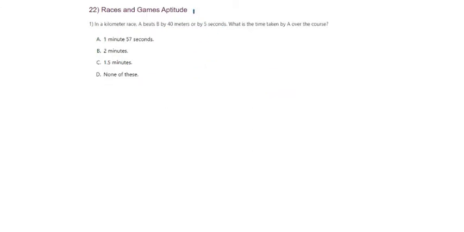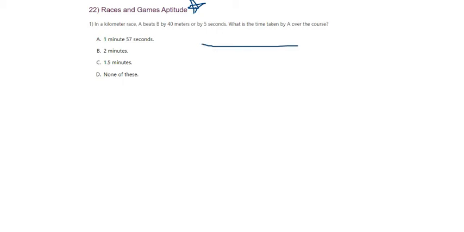Let's come to races and games aptitude. This is also mostly asked in most of your papers, but in a more tricky way. So let's see a simple method on how to solve this. In a kilometer race, A beats B by 40 meters or by 5 seconds. What is the time taken by A over the course?